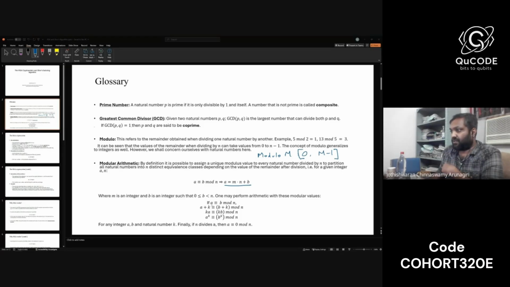Okay, so if A is congruent to B mod N, then A plus K is congruent to B plus K mod N, K times A is congruent to K times B mod N, and A to the power K is congruent to B to the power K mod N. So essentially, we can create a system of arithmetic out of this, and that allows us to perform calculations.